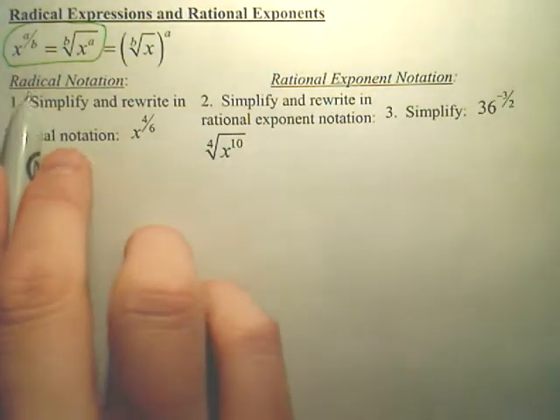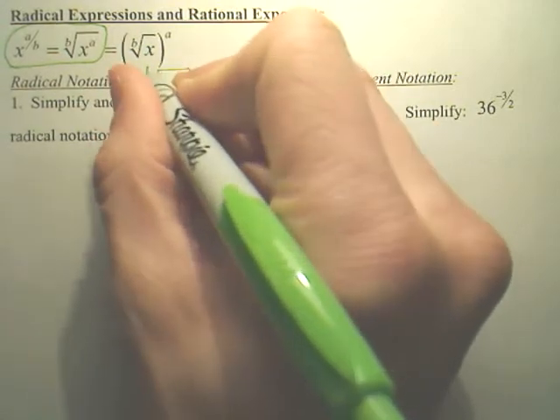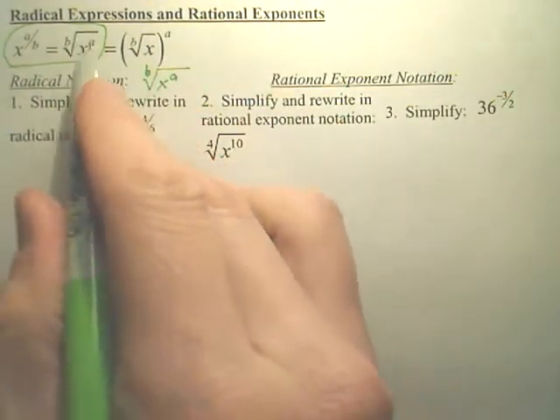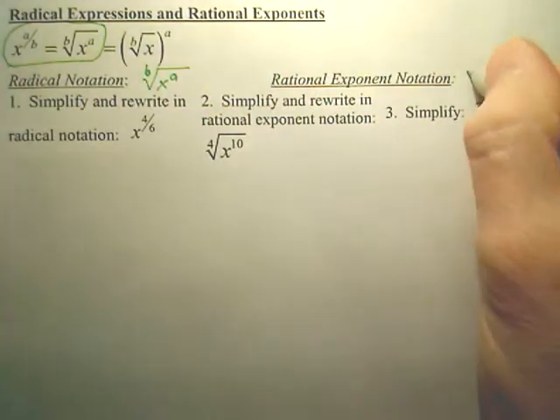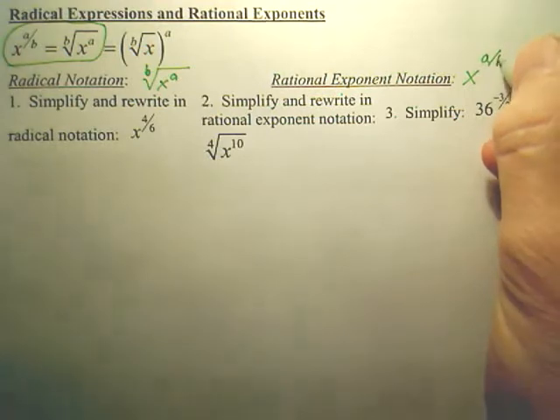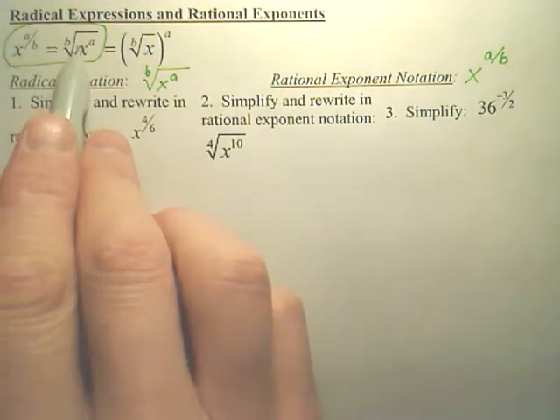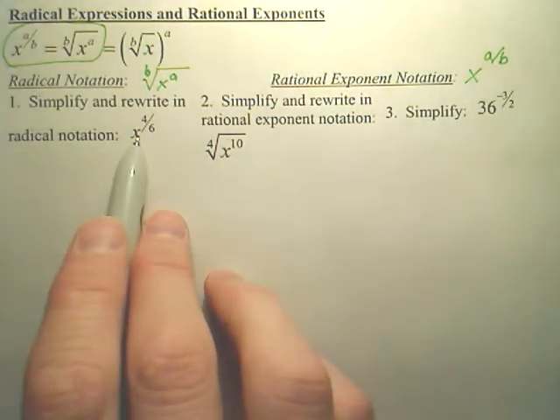But before we do that, radical notation again is this. This piece, again, is your radical notation. Rational exponent notation is this piece. Okay, so that's rational exponent, that's your radical notation, just so you know. So we're going to change this into a radical.